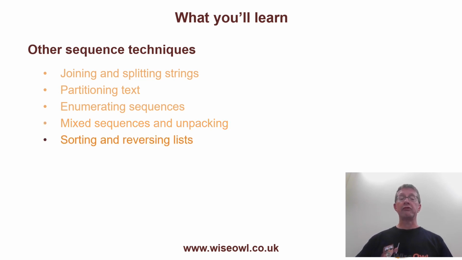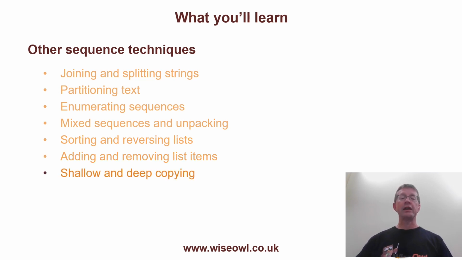We'll look at sorting and reversing lists, which I think is fairly self-explanatory. And then we'll look at adding and removing items in a list, which is also fairly self-explanatory. And finally, we'll look at shallow and deep copying and find that when you copy a list, everything isn't always as it seems to be.